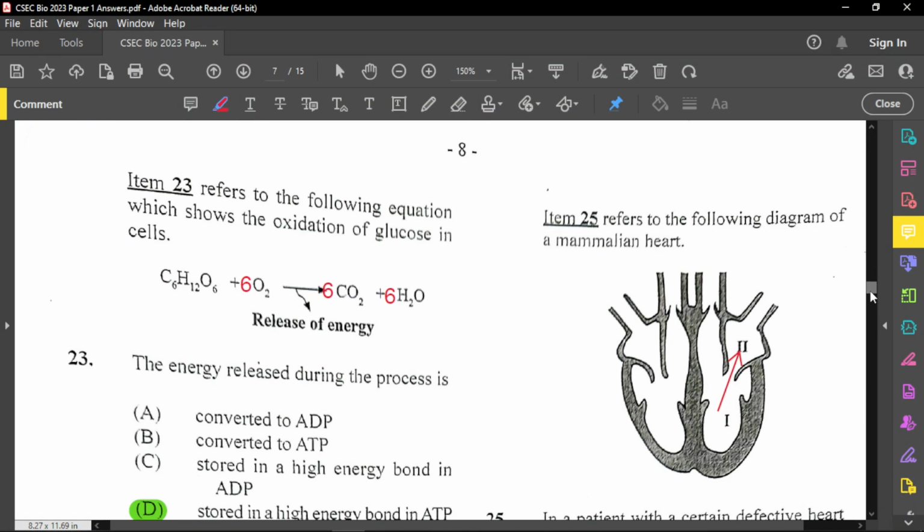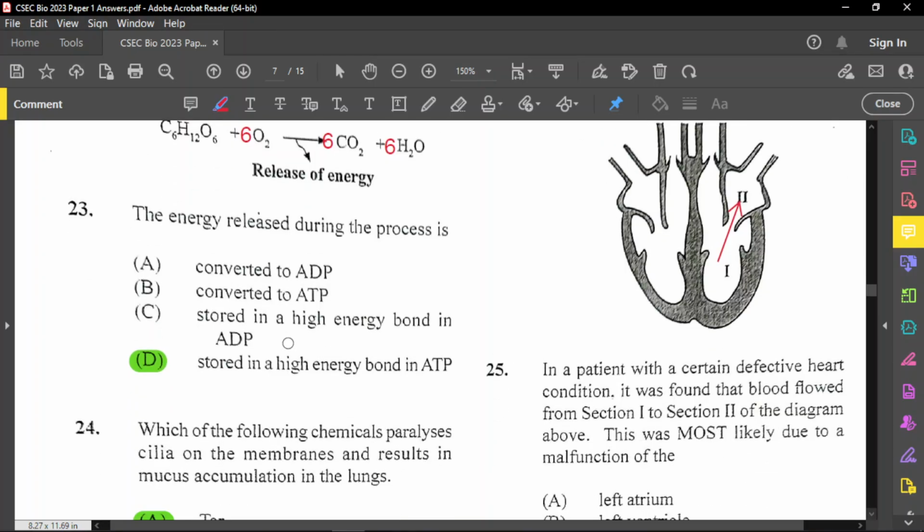Now, question number 23 refers to the following equation, which shows the oxidation of glucose in cells, and this is respiration. I just put the 6 here to balance the equation. So practice drawing or writing the balanced chemical equation of respiration and also photosynthesis as well. So the question reads, the energy released during this process is what? And what is released in this process is ATP. Energy is stored in bonds in ATP, which is adenosine triphosphate. When you break the bonds and produce ADP, then energy becomes available in the body.